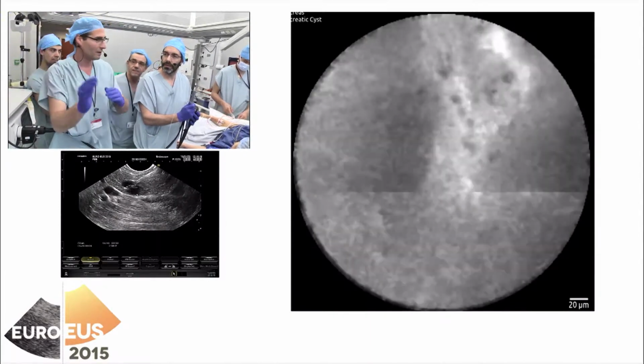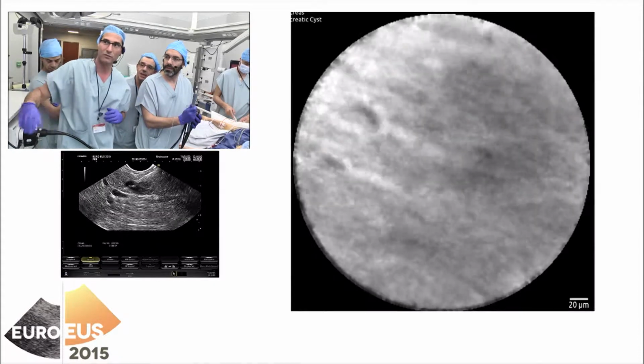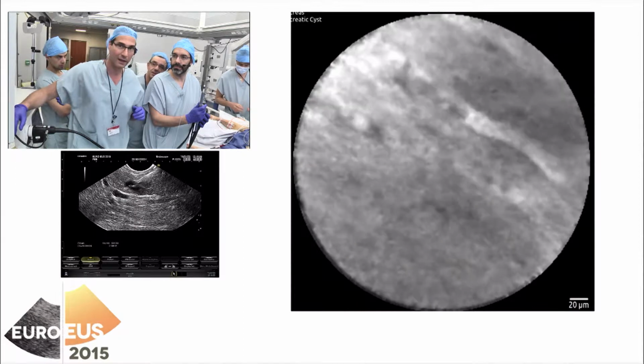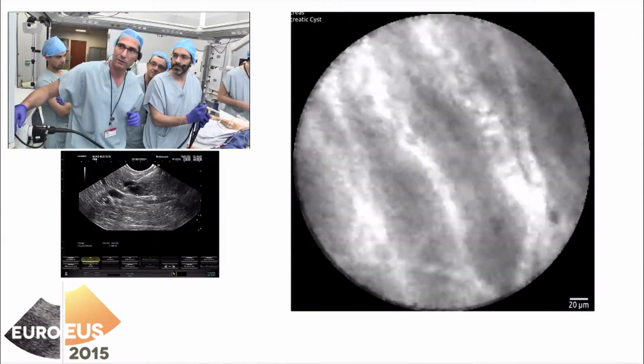It's a network of vessels. This is typical of serous cystadenoma. This is 100% of specificity.